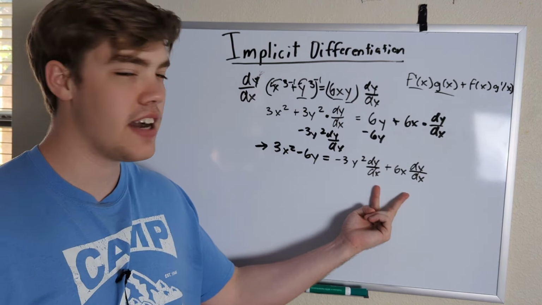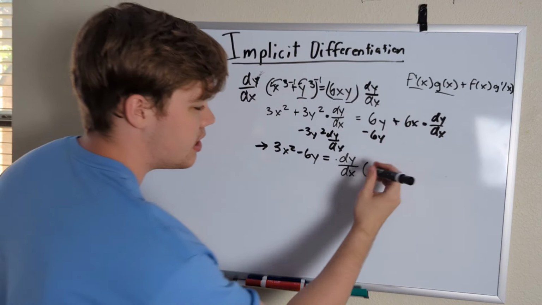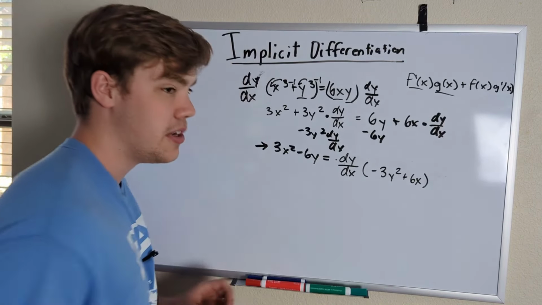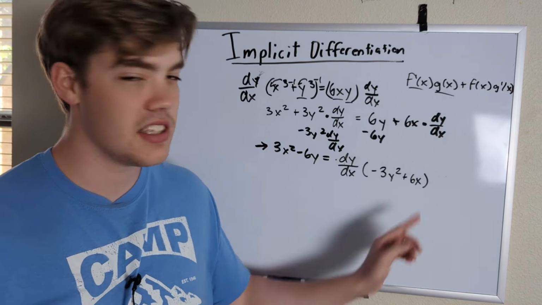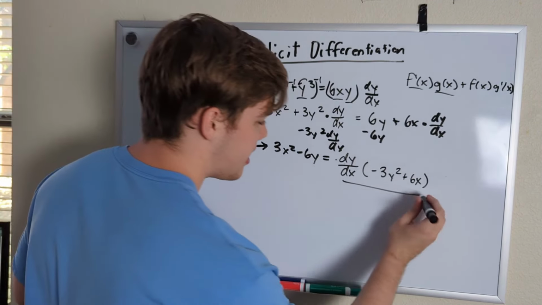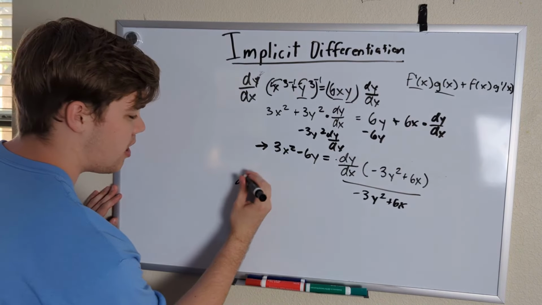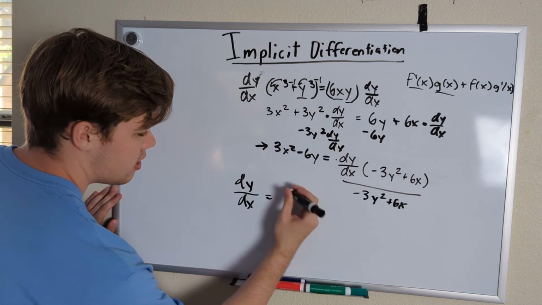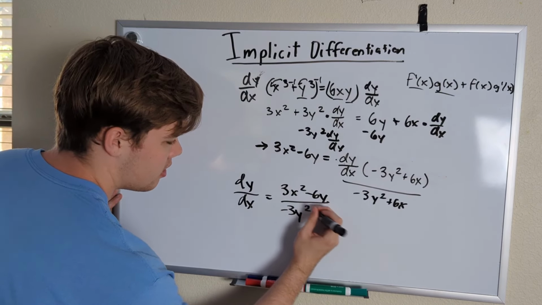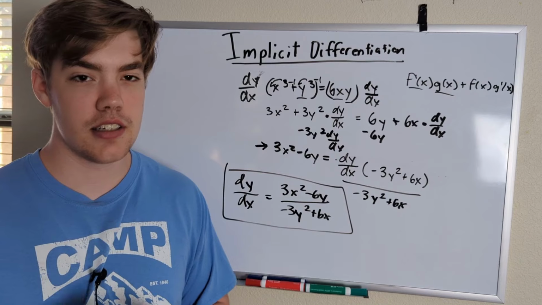Since these two terms have a common factor of dy/dx, I'm going to change this into dy/dx times negative 3y squared plus 6x. We just factored out the dy/dx and multiplied it within the parentheses instead. It's the same thing. And of course, to isolate for dy/dx, we just divide all of this by negative 3y squared plus 6x, and we do the same thing on the other side. So dy/dx now equals 3x squared minus 6y divided by negative 3y squared plus 6x. And that is the derivative of our implicitly defined function.